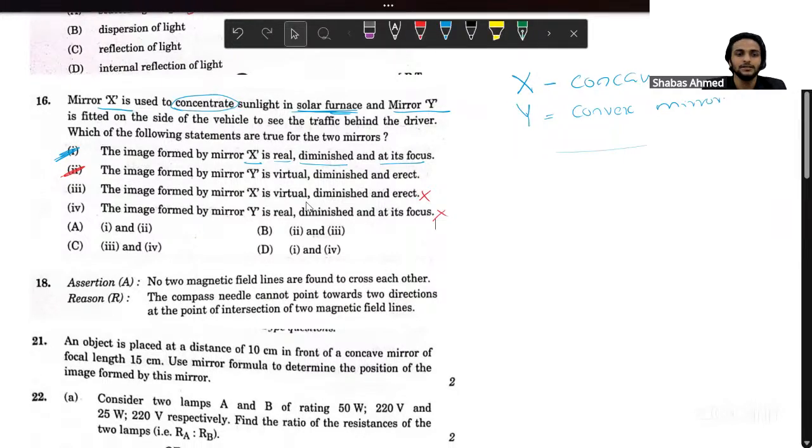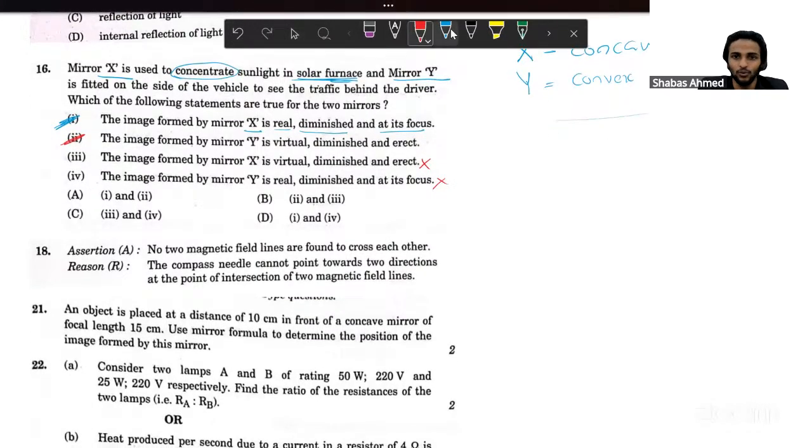Okay, so the answer here, both 1 and 2 are correct. So the answer is A. Answer is A. Now look at the next question.